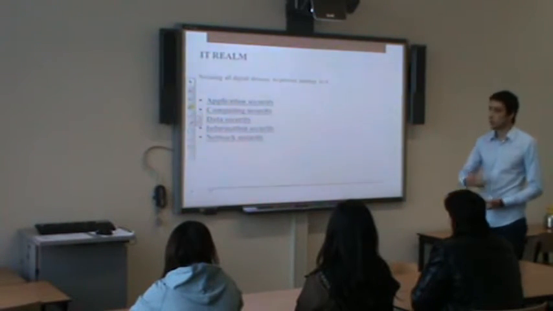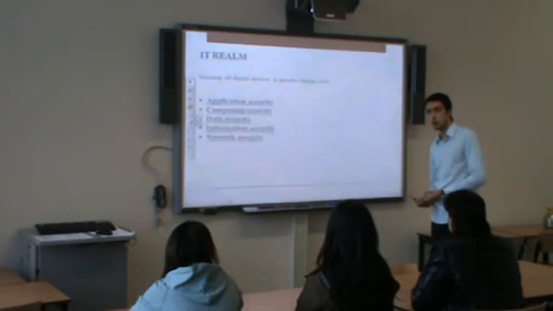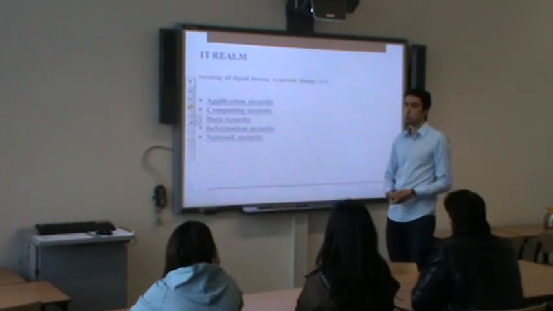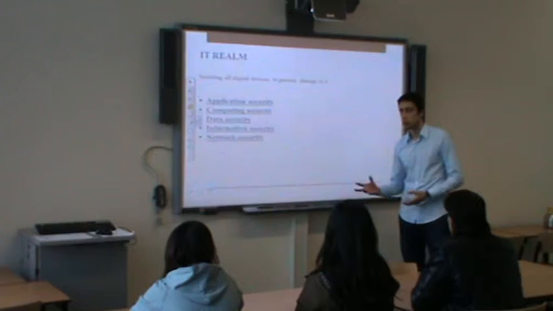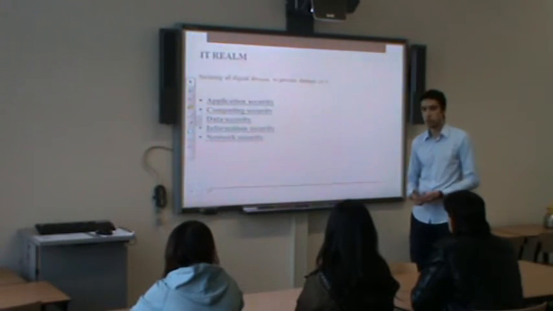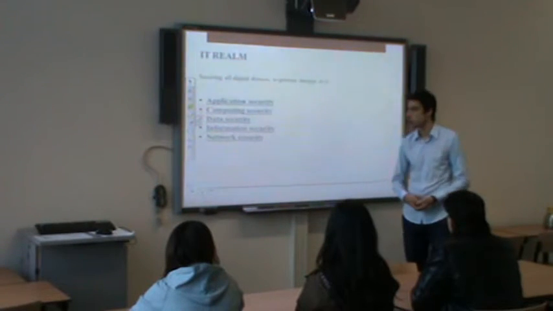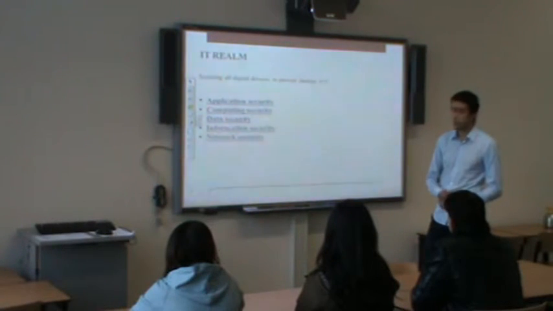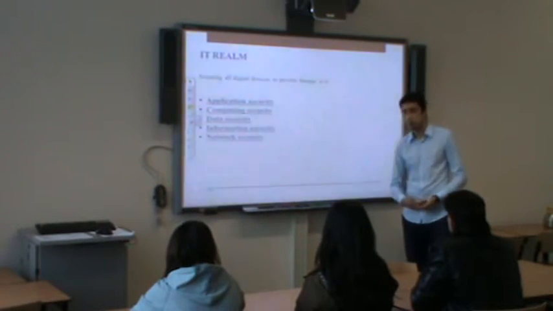IT realm security has something to do with computers and internet, that people can surf the internet and use the computers without having the risk of losing their information to other people or hackers and stuff like that. You have different kinds of security, as you can read. You have application security, computing security, data security, information security, and network security.